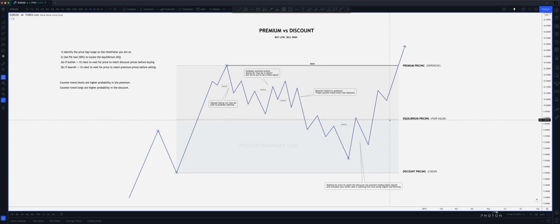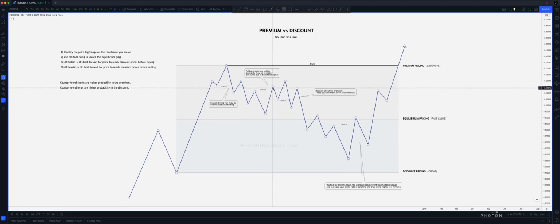So once we go below that equilibrium level, once we go below the halfway point, we are now in the discount level. The idea is that anywhere in this blue box below the 50% we have cheap pricing, and anywhere above it in the grey box is premium and expensive prices. So if we look at the previous example, where we get that first initial change of character and the pullback is starting, and then we got this full signal here.